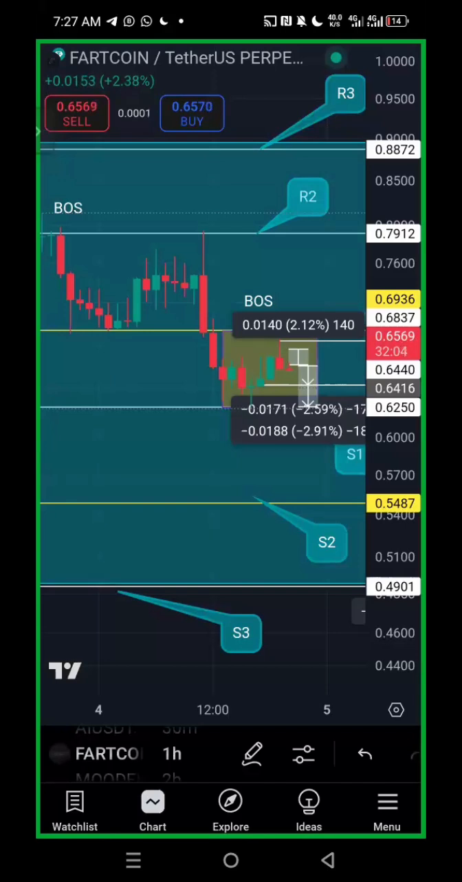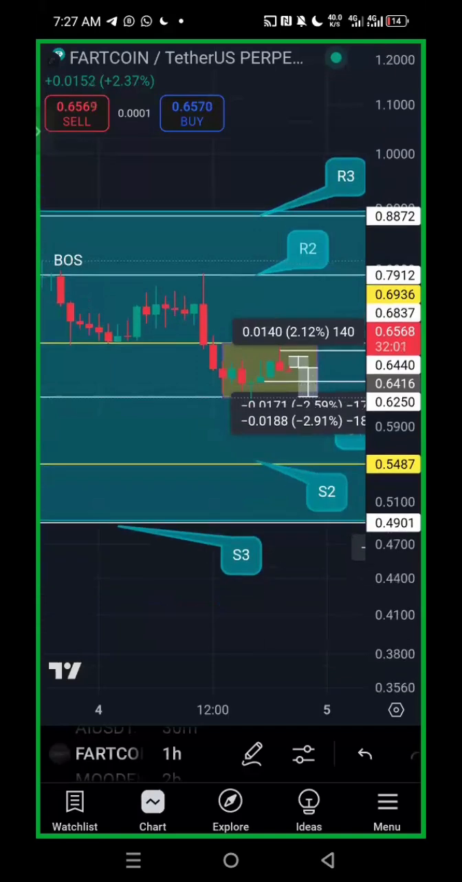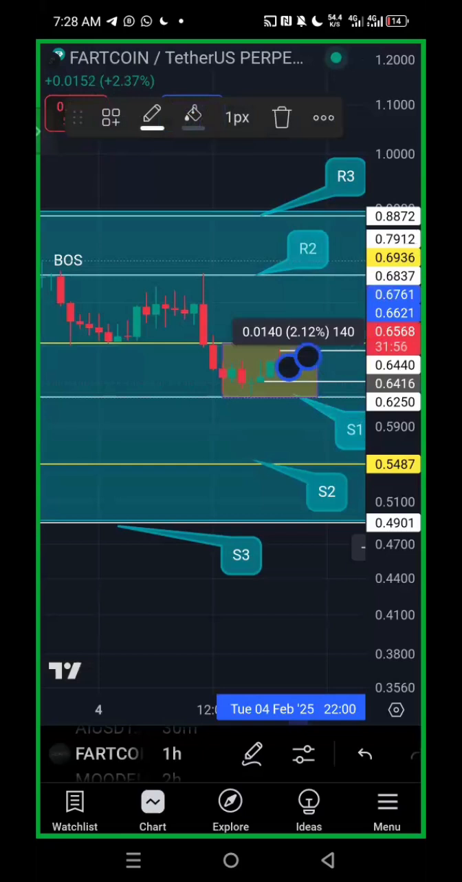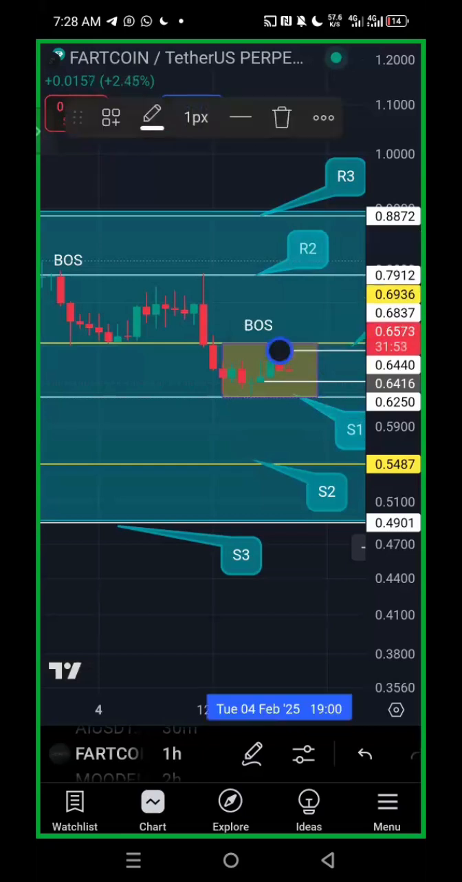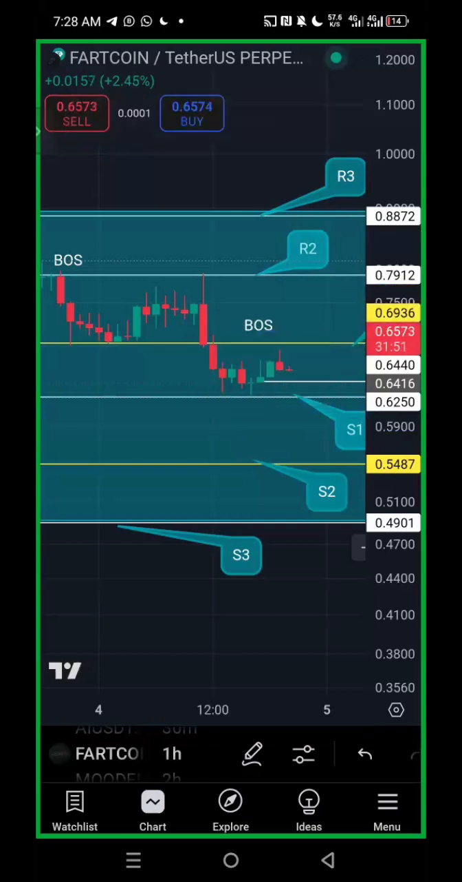So the assignment for today is, one, you're going to pick any coin of your choice. And then draw for me, on the 1 hour time frame, identify and draw 3 key resistance lines. Identify and draw also 3 key support lines. While following what I just guided you on.